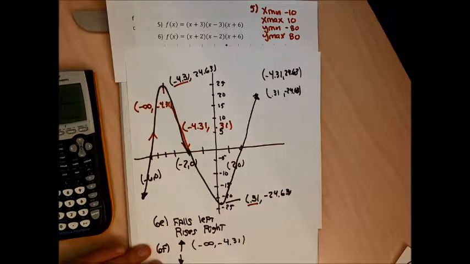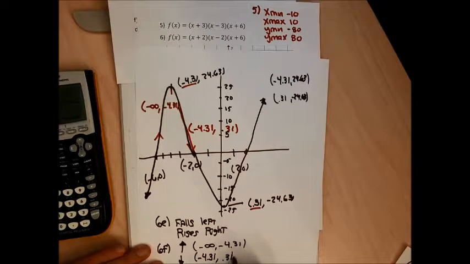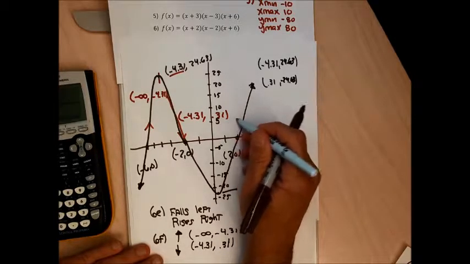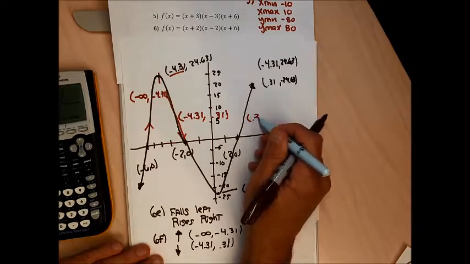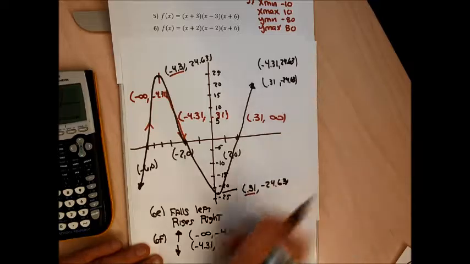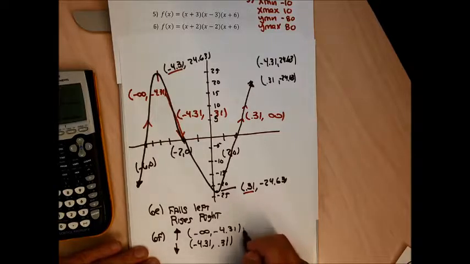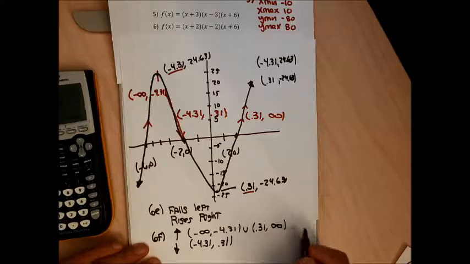So in my decreasing answer, I'm going to say negative 4.31 comma 0.31. And then my last interval is going to be from this turning point, which has an x-coordinate of 0.31, to the far right edge of the x-axis, which has an x-coordinate of infinity. This is going to be an increasing interval as well. So I'm going to put the 0.31 comma infinity in my increasing.